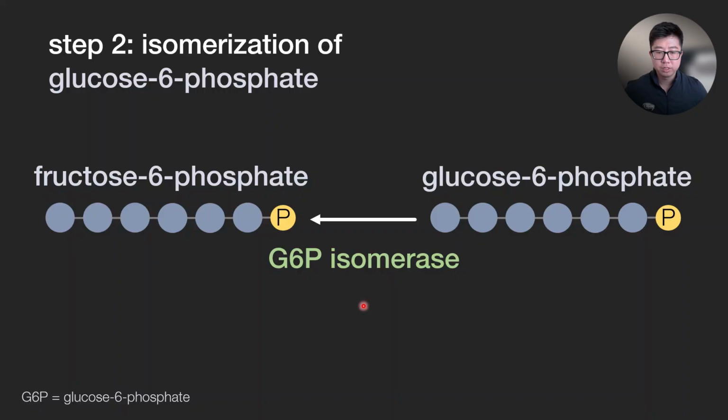Instead, what this enzyme is really doing is simply rearranging the structure of the molecule, changing its shape while keeping the same molecular formula. And this structural change is really important because it helps position the molecule to be processed more effectively in the next steps of glycolysis, where further modifications will eventually allow it to be broken down into smaller units.